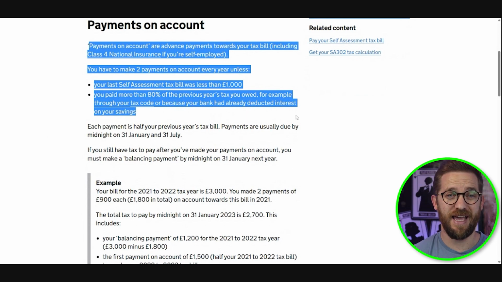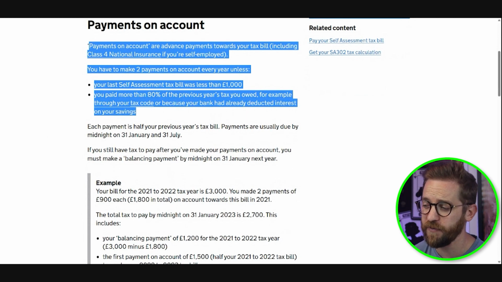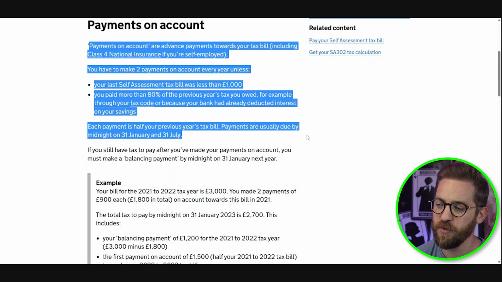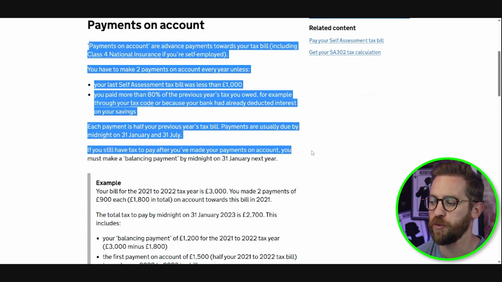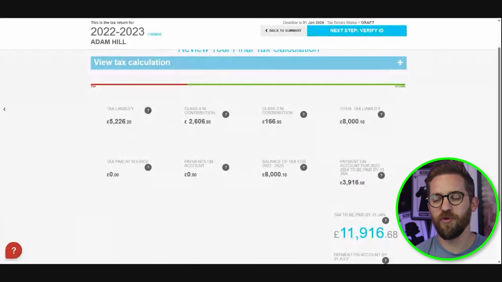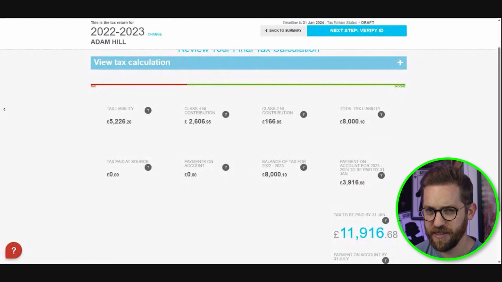And it goes on to say, each payment is half of your previous year's tax bill. Payments are usually due by midnight on the 31st of January and the 31st of July. If you still have tax to pay after you've made your payments on account, you must make a balancing payment by midnight on the 31st of January next year. So now that we've read through the HMRC guidance, this may start to make a little bit more sense.